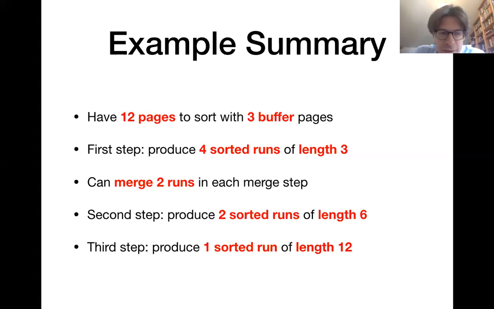So the second step takes runs of length 3 and produces runs of length 6. And the third and final step takes 2 runs of length 6 as input and produces 1 run of length 12 as output, and that integrates all of the data that we wanted to sort. So after this third step over here, we are done. And yes, there is some connection to bottom-up merge sort indeed.